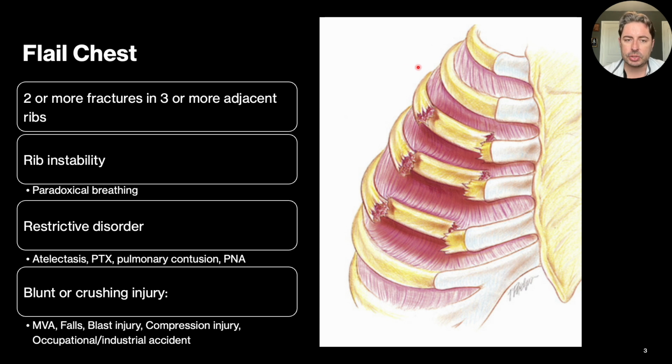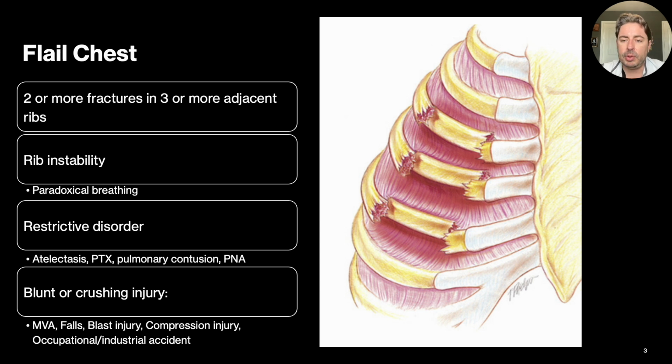It is a restrictive disorder. So our volumes are going to be well decreased, but when it comes to our flows, the flows should remain normal. So you can imagine that this would lead to lung collapse or atelectasis, that pneumothorax that we just talked about, pulmonary contusions, which is a bruise on the lung tissue itself, and pneumonia. And that's typically from the inability to expand the way it's supposed to.